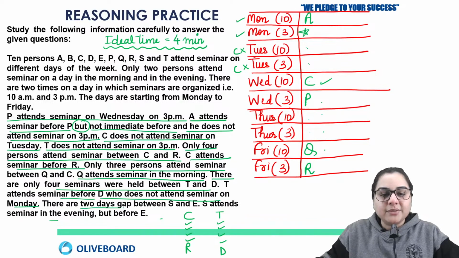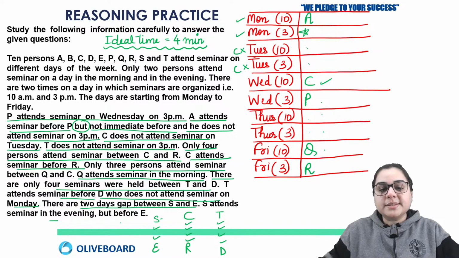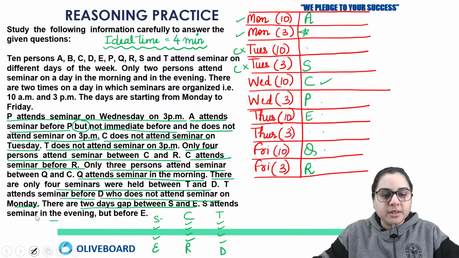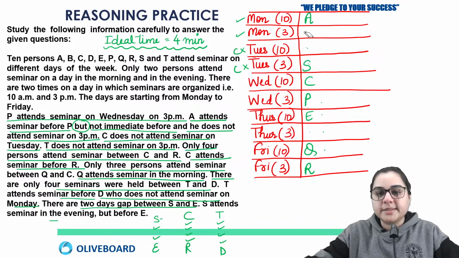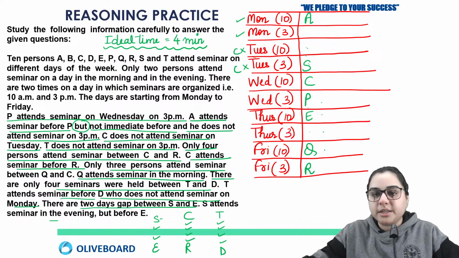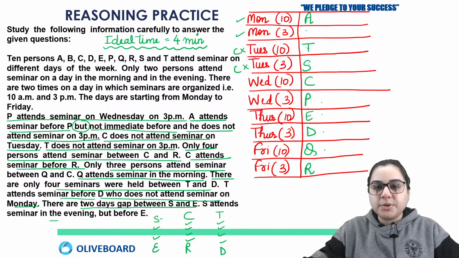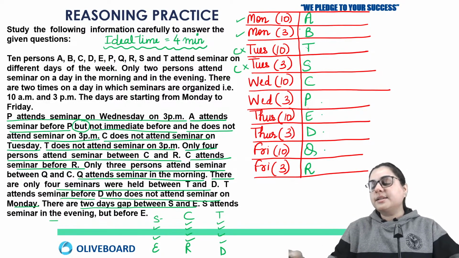Okay. Next we have that there are 2 days gap between S and D. S attends seminar in the evening. So there is a gap of 2 between S and E. So this is only possible if I write S here and E here. So this is how we should be solving this, S and E, right? And now we can use this information about T and D because this is possible only here and here. So we are going to fill 4 persons between T and D, right? And we are left with just 1 person whose name is B, and this is the complete solution.